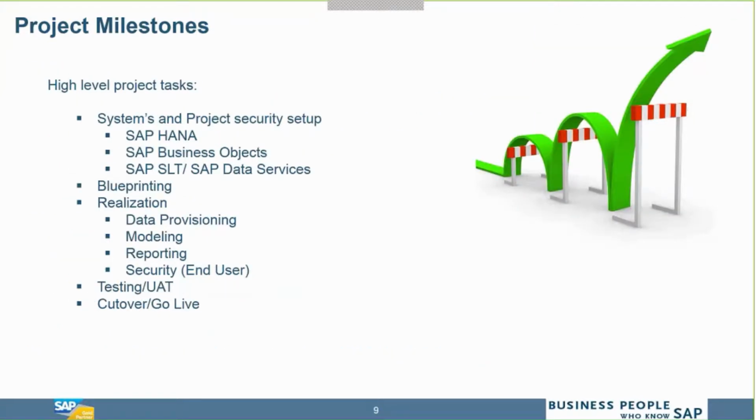Coming to typical project milestones and project planning, we take a hybrid approach here. Generally, the project scoping, setup, and blueprinting, we go with a waterfall approach. But when it comes to realization, we take an agile approach. We run sprints, we develop things in sprints, and then we go into the testing phase for each sprint and then do a UAT, and finally the cutover and go live.